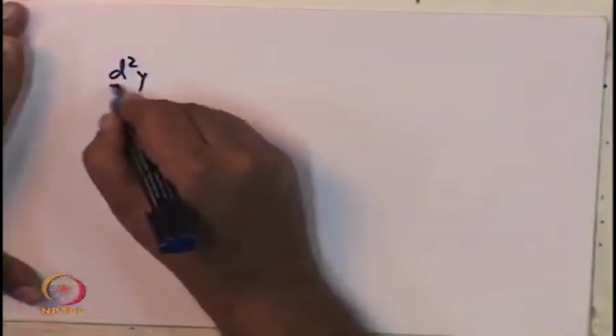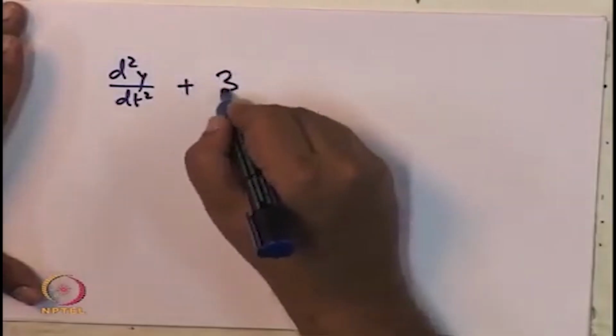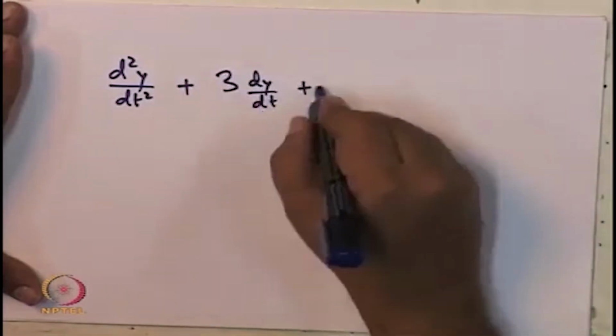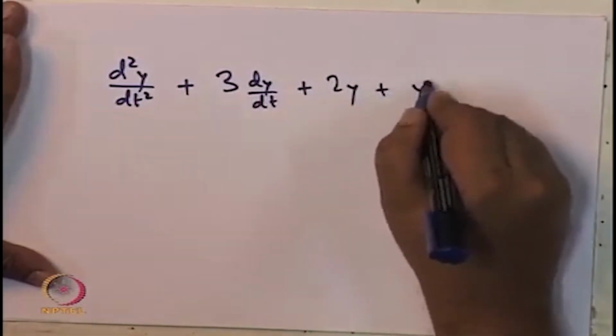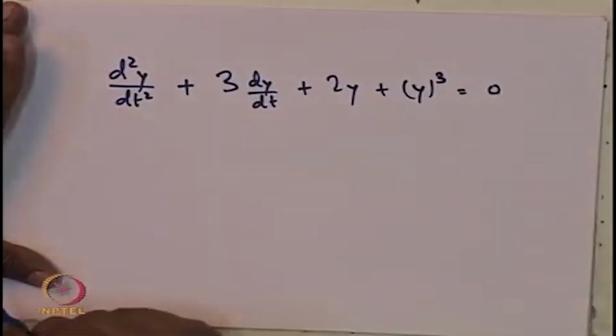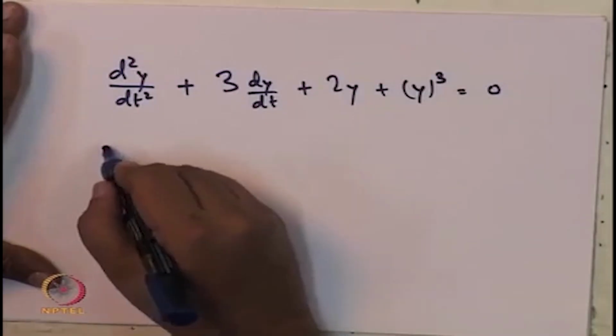Let me give you what this conjecture was all about. Suppose you had a system similar to the earlier one, but d2y/dt squared plus, let us say, 3 times dy/dt plus 2 times y plus y cubed equal to 0. So, this now can be split up into a linear system.